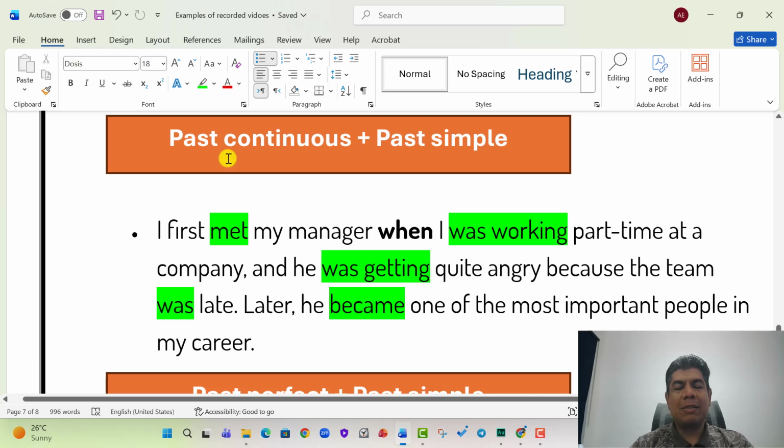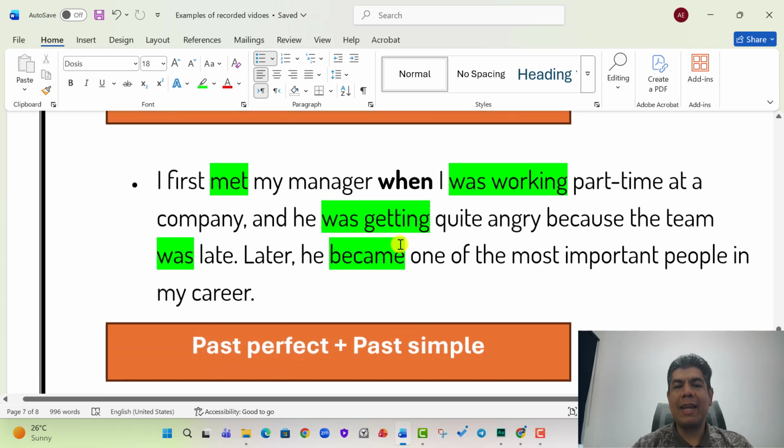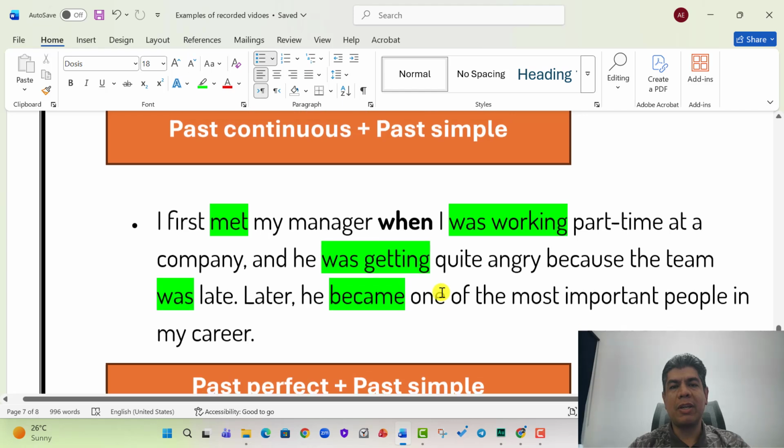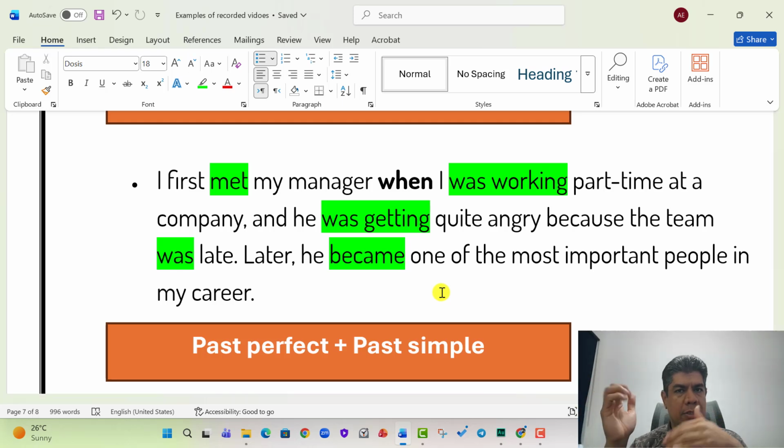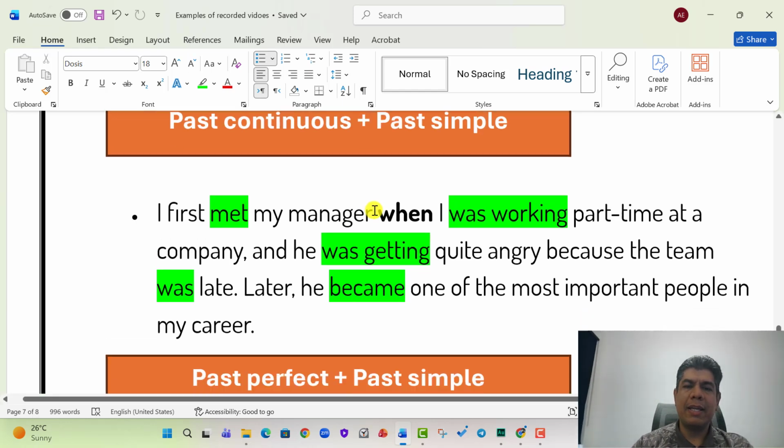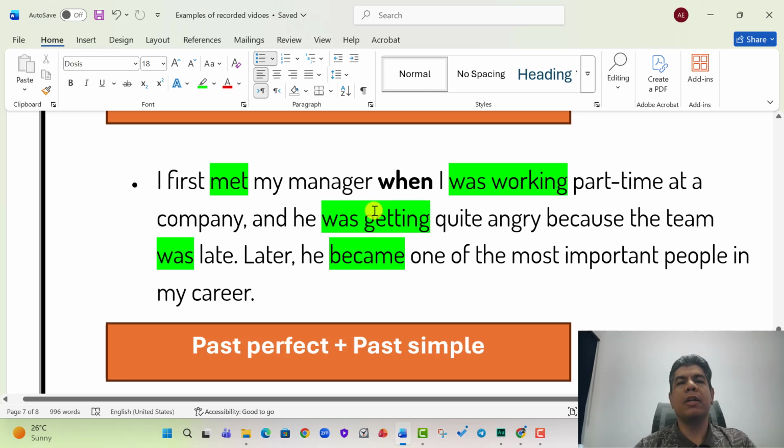Past continuous, past simple. I first met my manager when I was working part-time at a company, and he was getting quite angry because the team was late. Later, he became one of the most important people in my career. So, anecdotes. Talking about anecdotes. Anecdote means short stories. Okay? Short stories about past. So, remember, these two simple tenses can simply help you to come up with an organized and coherent story for the examiner.